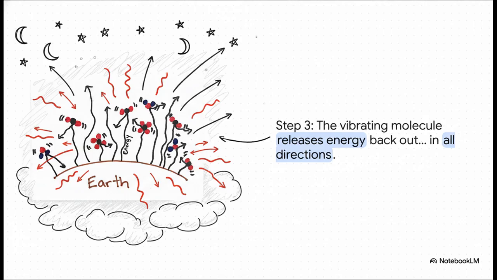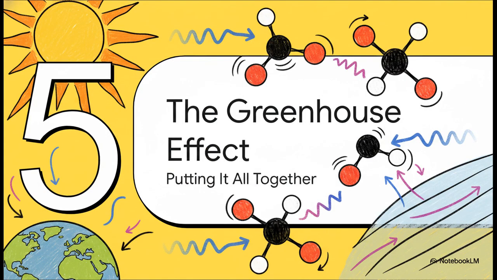But, and this is the absolute game changer, it doesn't just fire it straight up towards space. It shoots that energy back out in a totally random direction. Some goes up, some goes sideways, and, crucially, some of it goes back down towards Earth. And that is the energy that gets trapped, warming everything up. So now we can finally put all of these pieces together. What we've just watched, on a molecular level, is the engine that drives the entire greenhouse effect.